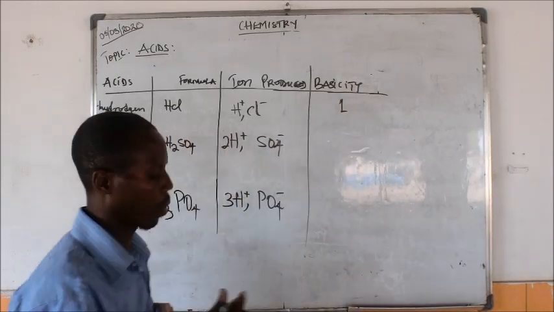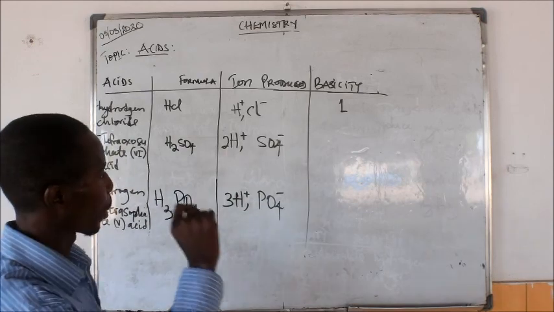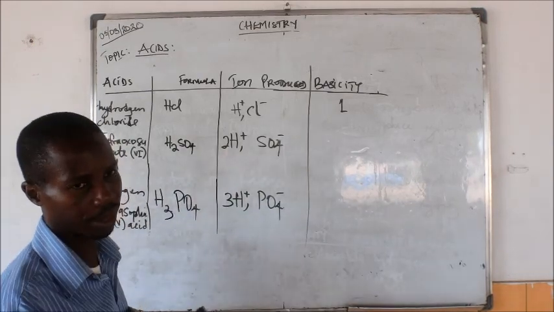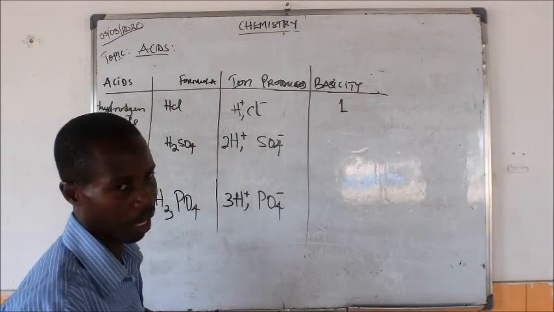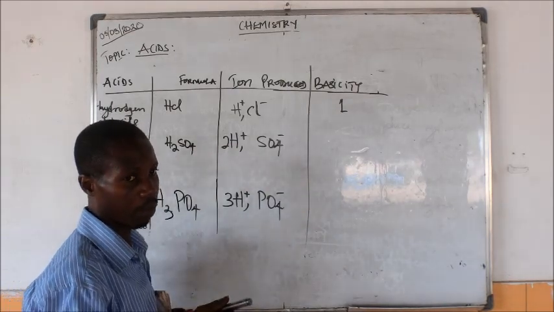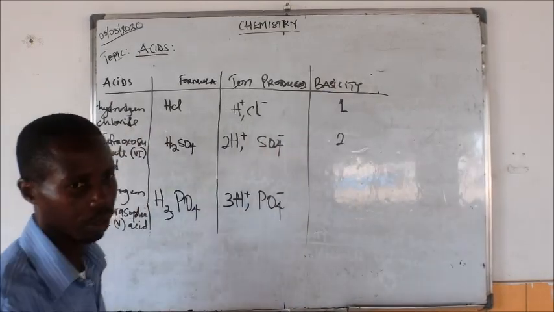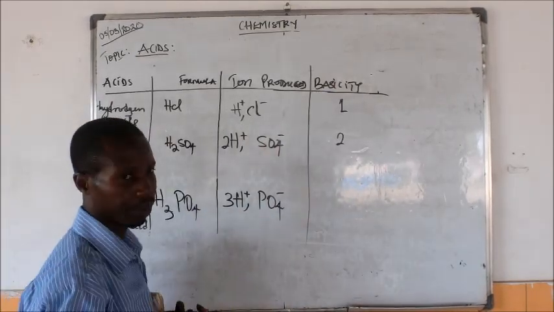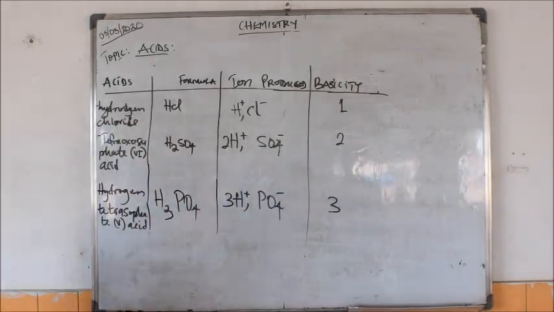In case you come across them in JAMB or WAEC objectives, they will write the compound and you will define the basicity. So how many hydrogen do we have here? It's 2. So we have a basicity of 2. Then here, how many? It's 3. So I want to give you this classwork.